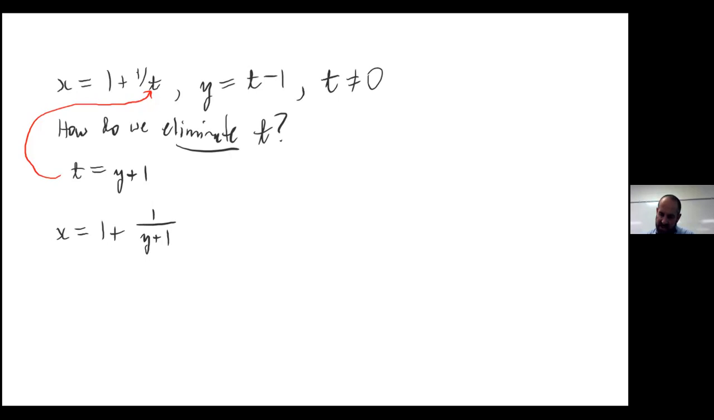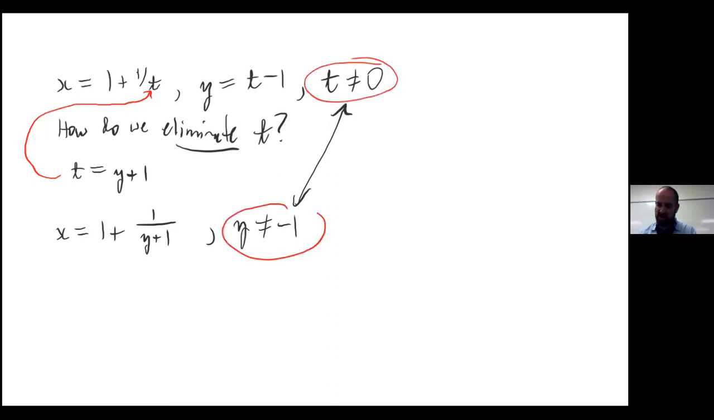But that's the same thing as saying, think about it. T different from 0. That's the same thing as, now look at this equation. X is equal to 1 plus 1 over y plus 1. In this equation, we better not have y be what? Y had better not be equal to what? Negative 1. But do you see that that's exactly what would happen if t was 0? Do you see what I'm saying? Yeah? So these two conditions that are sitting right here actually correspond to one another, right?